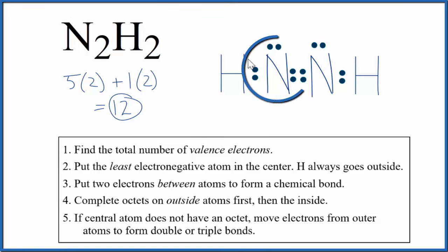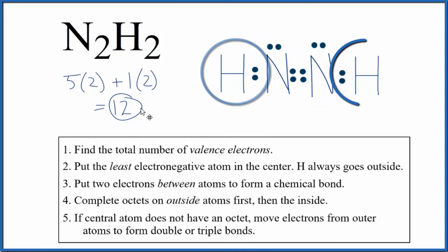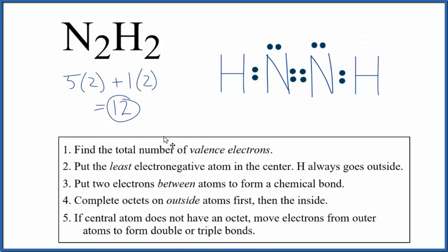So now each nitrogen has 8, each hydrogen has 2, and we're only using 12 valence electrons. So this is the correct Lewis structure for N2H2.